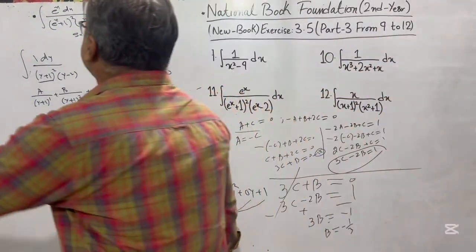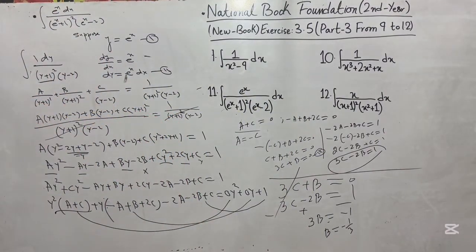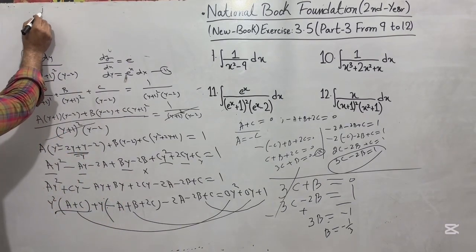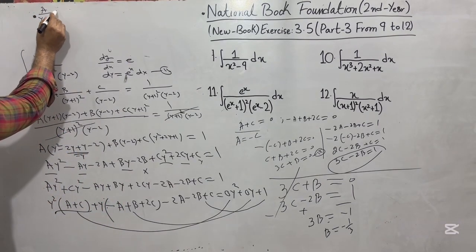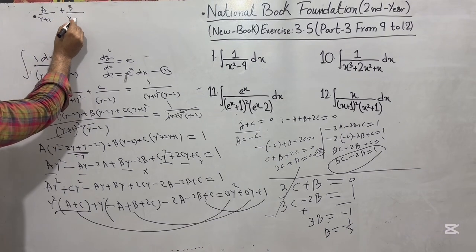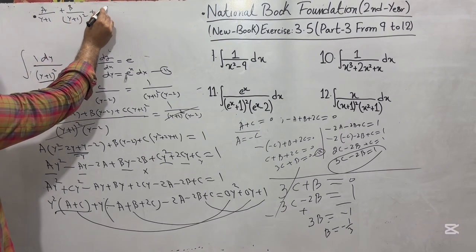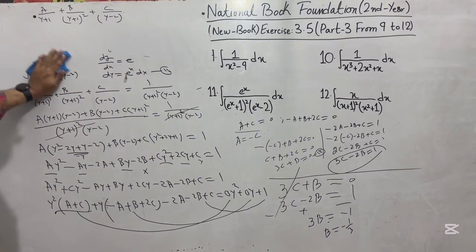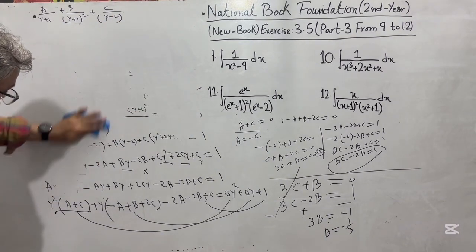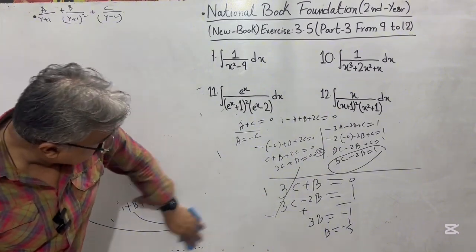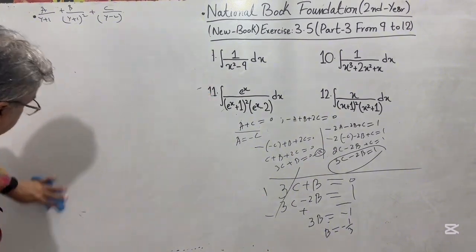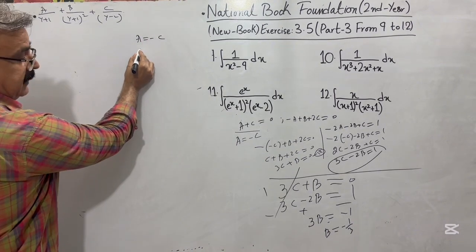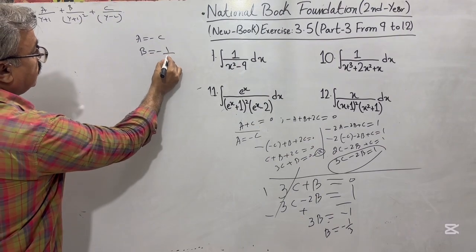Let me make some space for myself here. Let me write this expression here where I have to put values: a over y plus 1, plus b over y plus 1 whole square, plus c over y minus 2. Okay, good, we are good to go. Let me read this. So I have some assumptions. a is equal to minus c and I have managed b is equal to minus 1 over 3.